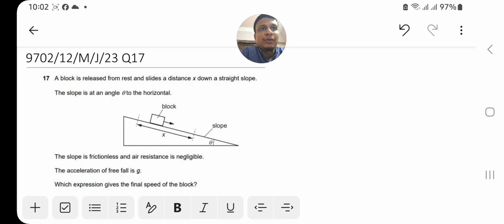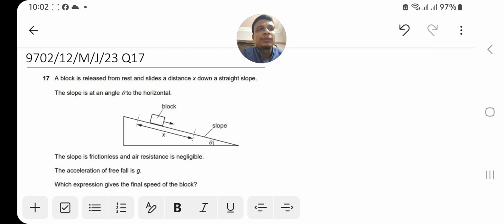Hope you all are doing good, preparing for your CIE exams. A lot of students are having their mock exams in November and December, so we are preparing for you exclusively. We are here with the June 23 questions, question number 17 today. It is about the inclined plane topic.